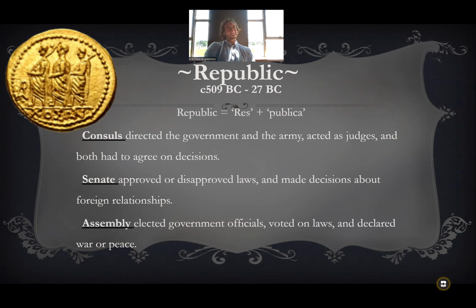Romans become, in this period, very, very anti-monarchy. They don't like the idea of having someone rule for too long with too much power. So they establish the office of what we call consuls, which, as it says, are directing the government and the army and acted as judges, and both had to agree on decisions. The term both there is the main point: we had to have two consuls.